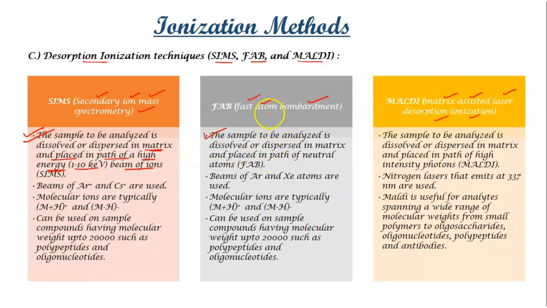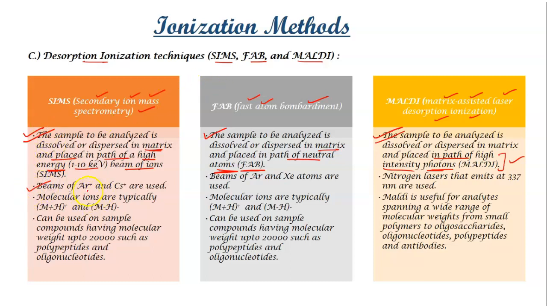And in case of your FAB, what is happening? The sample to be analyzed is dissolved and dispersed in a matrix. You are going to place it in the path of neutral atoms. That is happening in the case of FAB. And when you place your sample in the path of highly intense photons, then that is happening in the case of MALDI. Okay, what are you doing? SIMS के केस में आप सैंपल को रख रहे हो in the path of a high energy beam of ions. FAB के केस में आप उसे रख रहे हैं in the path of neutral atoms, and in case of MALDI you are keeping it in the path of high intensity photons.